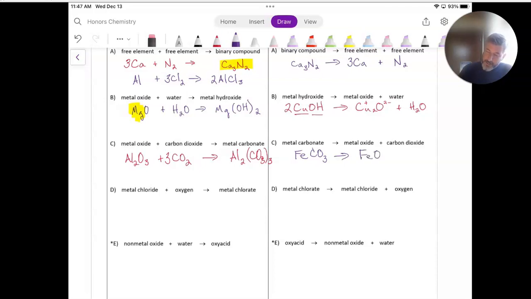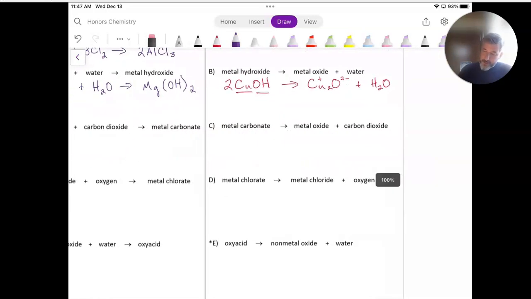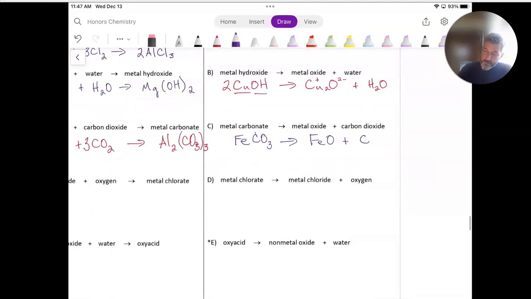So iron(II) oxide, which would just be FeO, and then carbon dioxide. So I don't really have to worry about charges or balancing charges, it's just carbon dioxide, right? And it looks like, if I'm not mistaken, this one is already balanced.